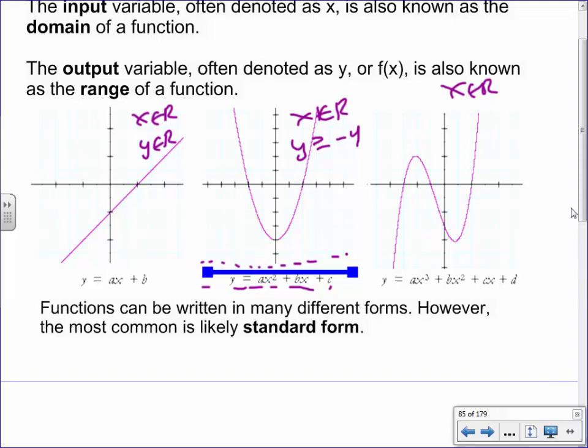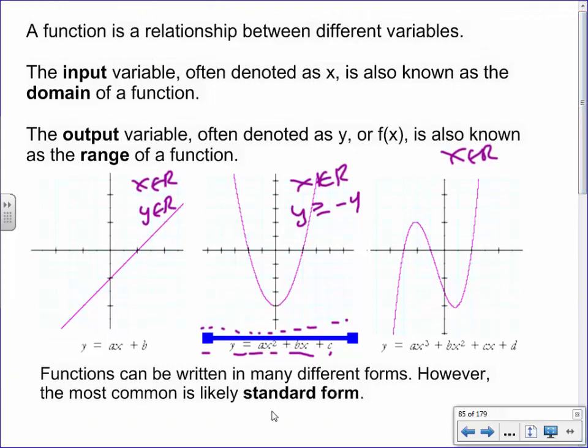Cool. Okay, so we're using the same terminology. The other thing I bolded here is, do you guys know what I mean when I say standard form?